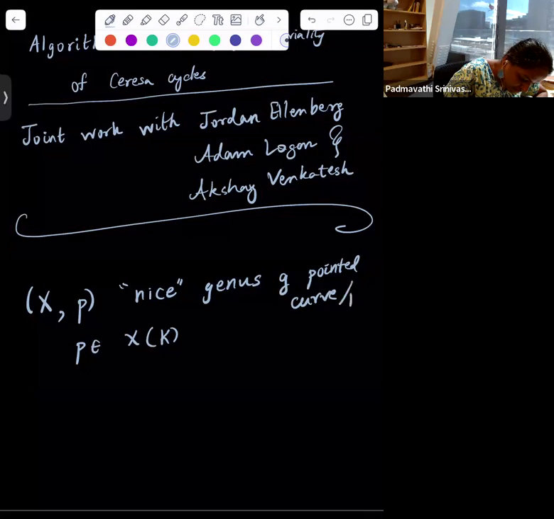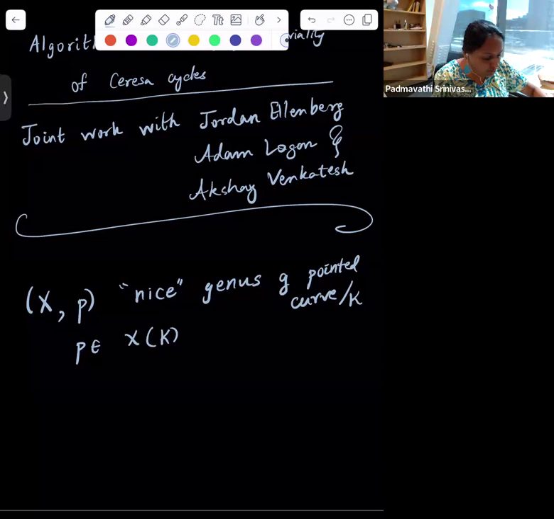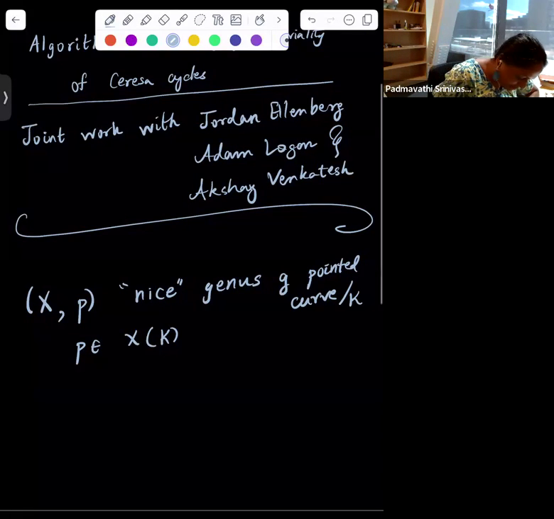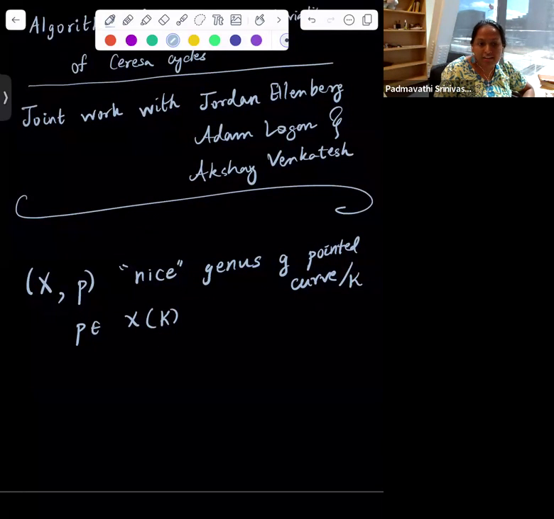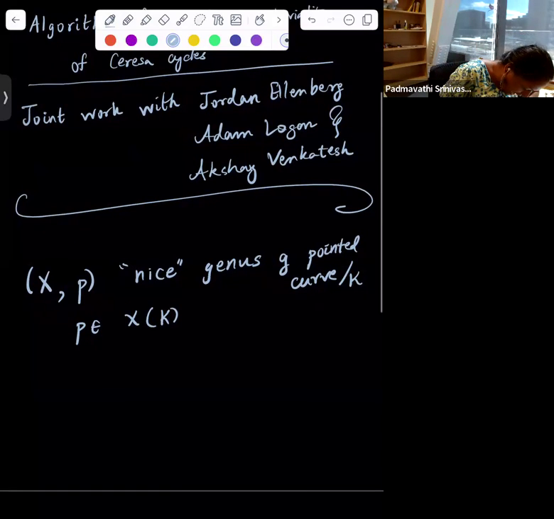So X is a curve over some field K. For a little while, I'll be agnostic about what kind of field I'm working over, so this can be any field. And let's say we have a K point on this curve. So what do you do if you have a curve together with a point? You can use this point to embed the curve inside the Jacobian, right?